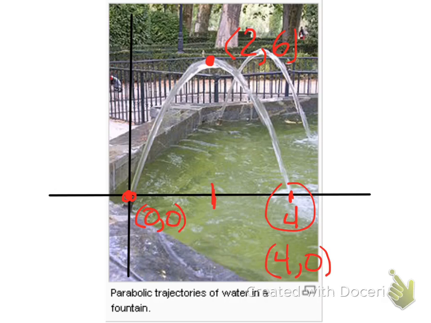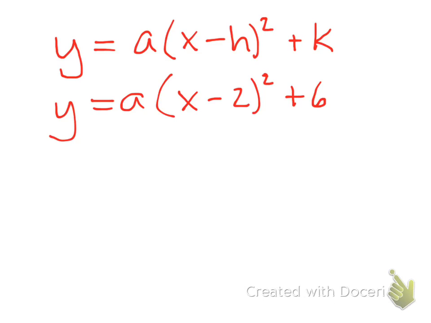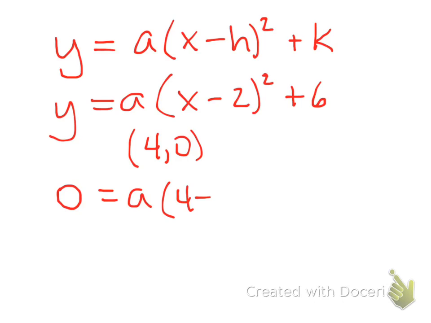And so we can use either of those 2 points to determine the value of A. Now in class, a lot of students would rather have used the second point, not the origin point, so we'll use that one. So if the point is (4, 0), I'm going to plug in 0 for y, and that's going to be equal to A times (4 minus 2) quantity squared, plus 6. And then we just got to do some basic algebra to find A.